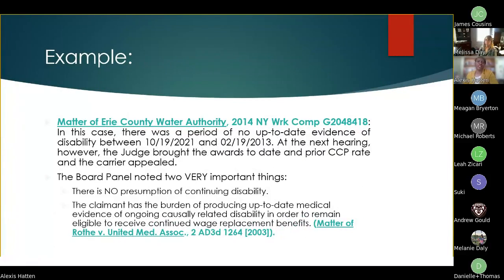So in this case, there was a period of no up-to-date evidence. At the next hearing, the judge brought the awards to date at the prior CCP rate, and the carrier appealed. The board again noted two important things. There's no presumption of continuing disability. So where the claimant doesn't have that evidence of disability, there's no presumption that disability from the last report continued. And the claimant has the burden of producing up-to-date medical evidence in order to remain eligible to receive continued wage replacement benefits.